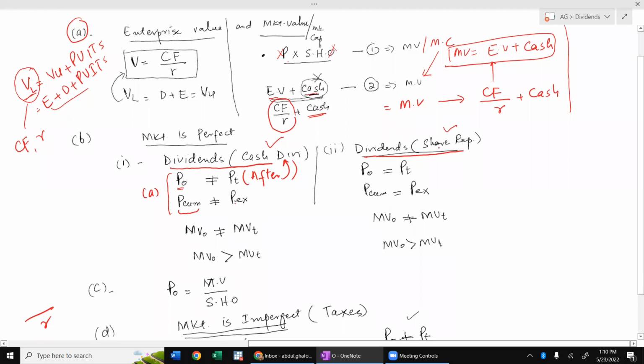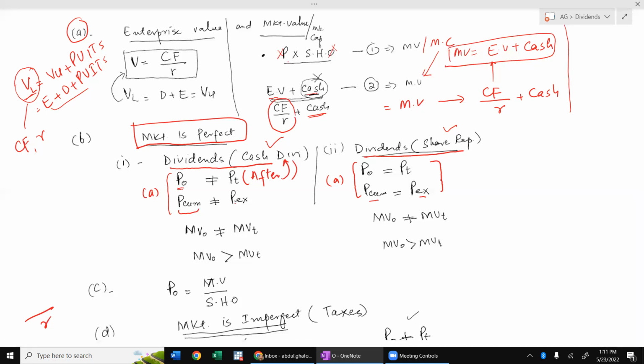But if it is a share repurchase, the situation is similar. The price before the dividend in the form of share repurchase is always equal to the price after the share repurchase. Price before and after does not change. Remember, the market is perfect. In a perfect capital market, they should not change. I'm writing P cum, before the dividend decision, and P ex, after the dividend decision.